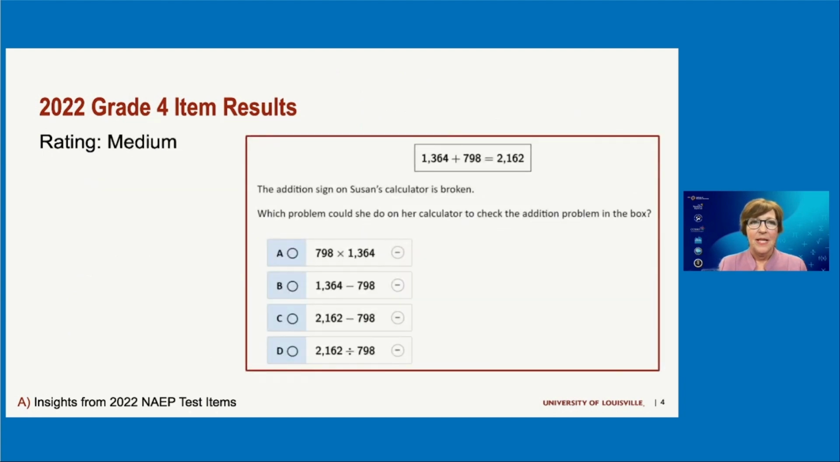Here's the next item. This is an addition problem, and students are being asked for the related subtraction problem to check the work. It's a medium item. Ask yourself, what amount of reasoning is needed to solve this problem? What amount of reasoning is useful to solve this problem? The result for this item was 51% correct. You might think the other subtraction answer would have been attractive to students, but in fact, 35% of our children selected A or D, thinking they could check this problem using multiplication or division.